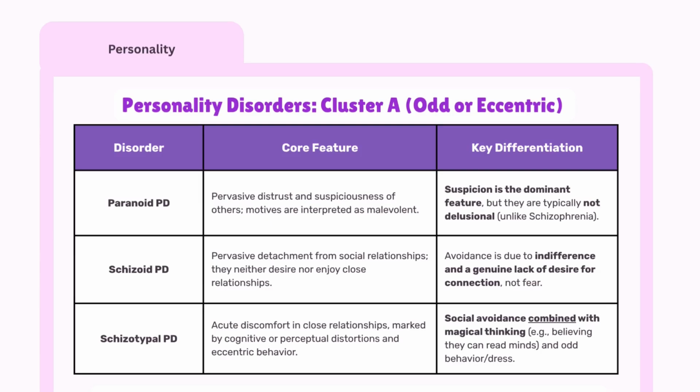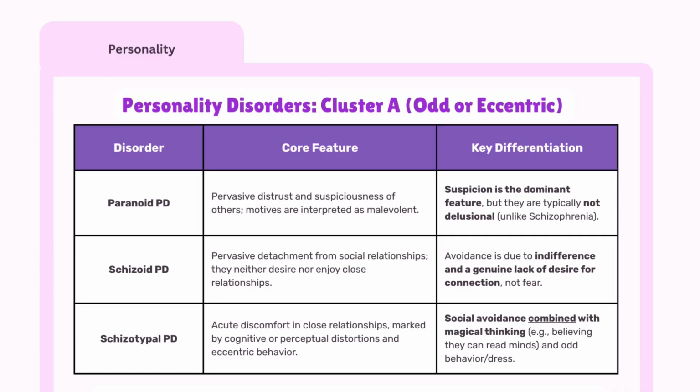The marked feature in schizotypal PD is the acute discomfort in close relationships, marked by cognitive or perceptual distortions and eccentric behavior. For example, an individual wears an aluminum foil hat to class, talks to inanimate objects, and genuinely believes they can read the professor's mind through eye contact. This is sometimes seen as the milder, non-psychotic version of schizophrenia.